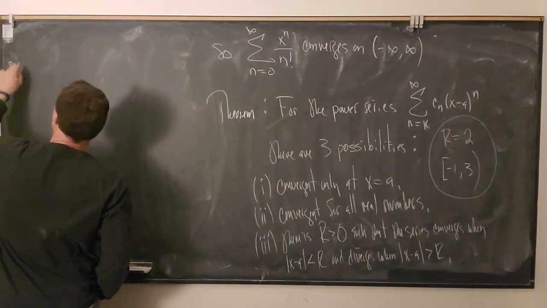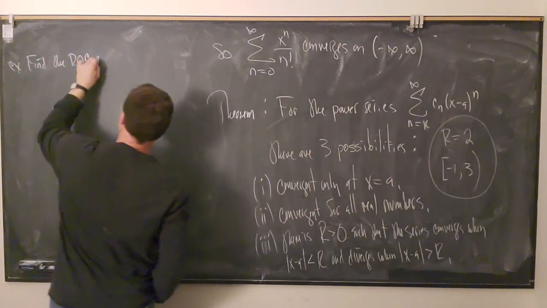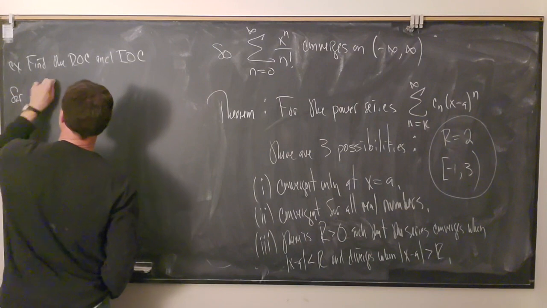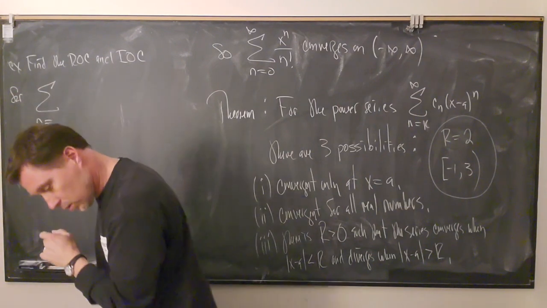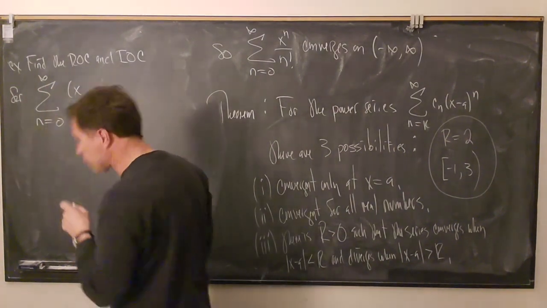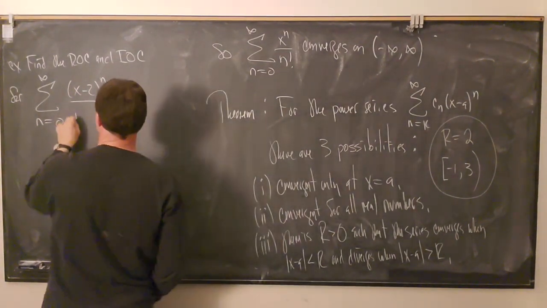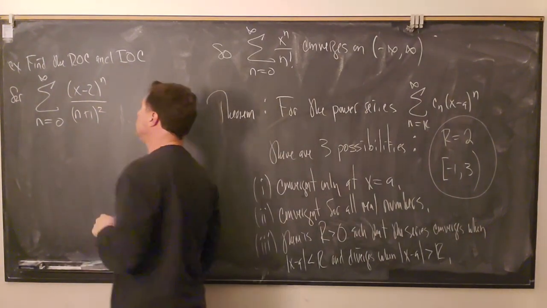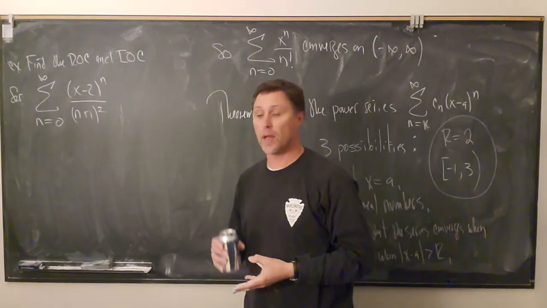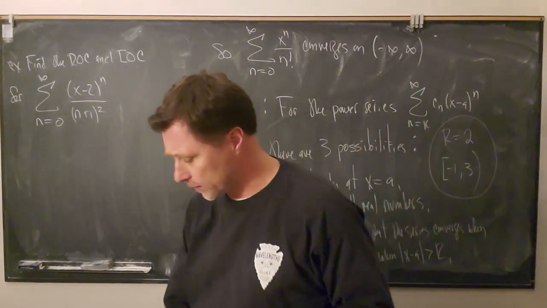Okay, so let's find the radius of convergence and interval of convergence for the sum n equals 0 to infinity of (x minus 2) to the n over (n plus 1) squared. All right, so the steps will be just as we did before. First, I'm going to apply the ratio test, and then we'll check the endpoints.